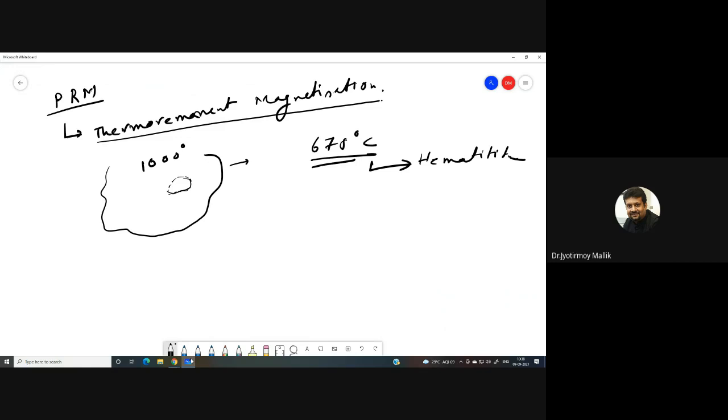And that magnetization will be acquired as per the magnetic field of the earth. Whatever magnetic field is present at that point in time, the magnetic moments will align themselves according to that magnetic field. This particular magnetization which is now being acquired is called thermal remanent magnetization.